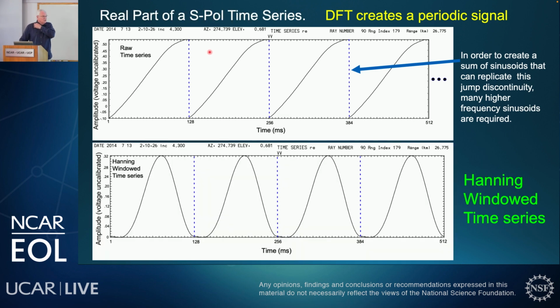So what's the solution to that? It's very well known, nothing new here whatsoever. You put a Hanning window on the time series. The bottom periodic signal is the same signal as up above, except it's had that Hanning window applied to the real and imaginary parts. So now you see you've gotten rid of that step discontinuity, and so you get rid of the clutter leakage.